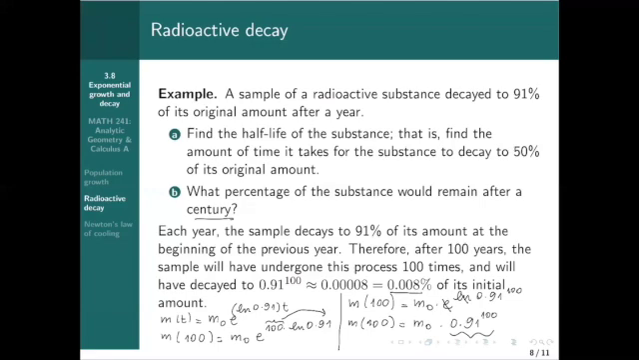So the percentage of the original mass is going to be 0.008% of the initial amount.